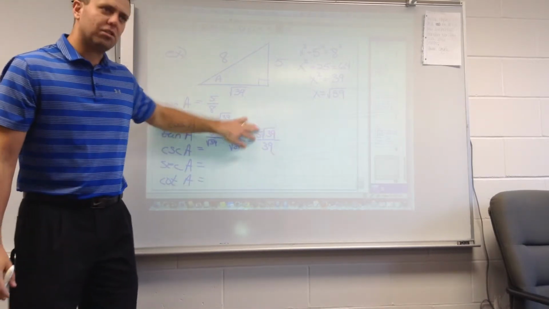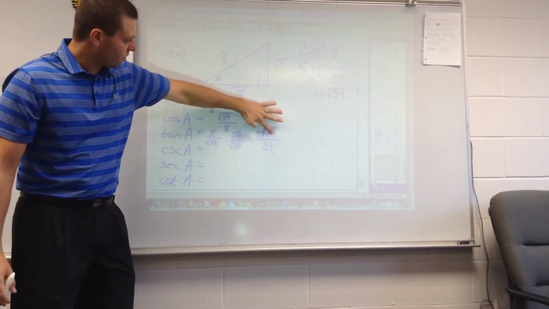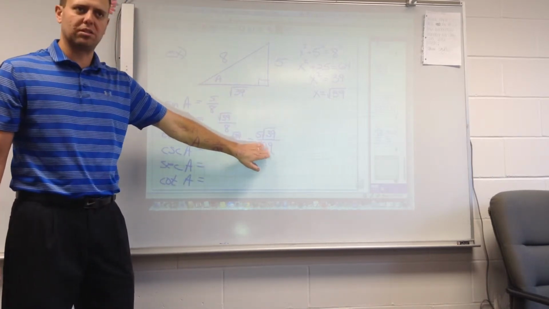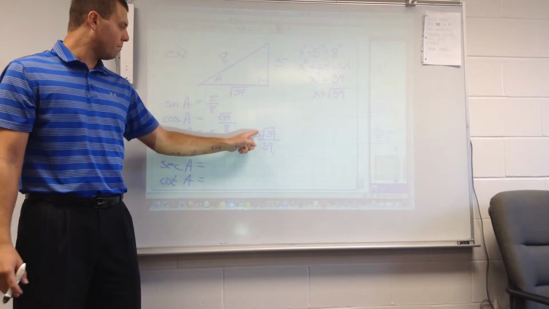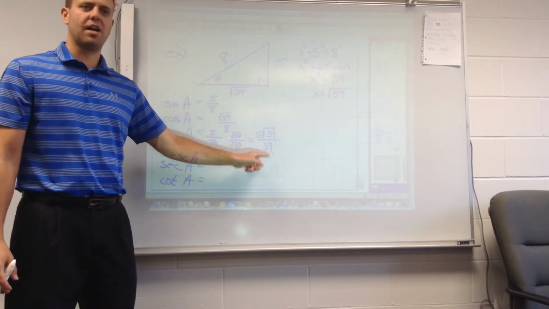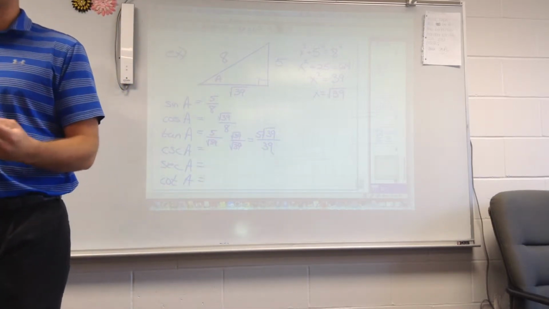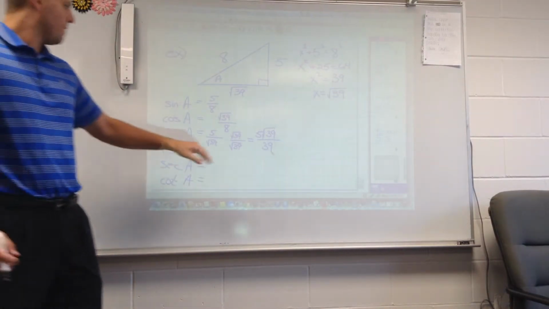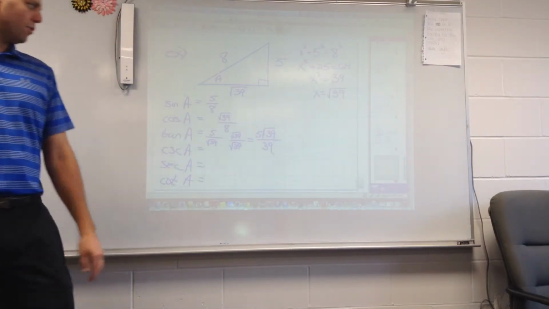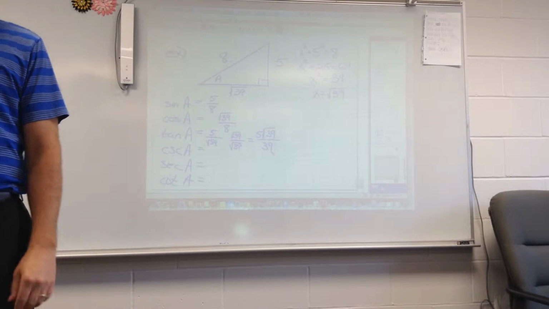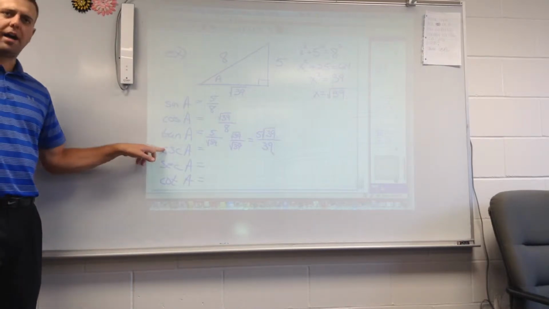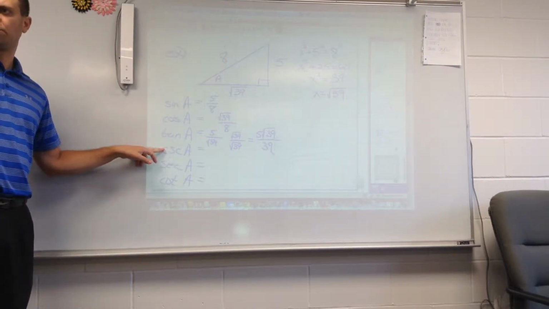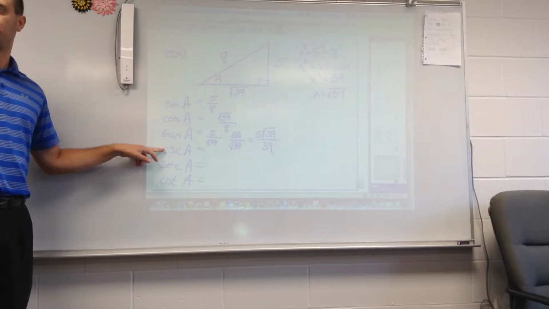You can't reduce that any further, because this 39 is underneath the radical symbol, this one is not. You could reduce it if both this 5 and that 39 were divisible by the same number. Then you could reduce the fraction further. But the way it is right now, 5 root 39 over 39. Okay? All right, cosecant. Cosecant is the reciprocal of which one?